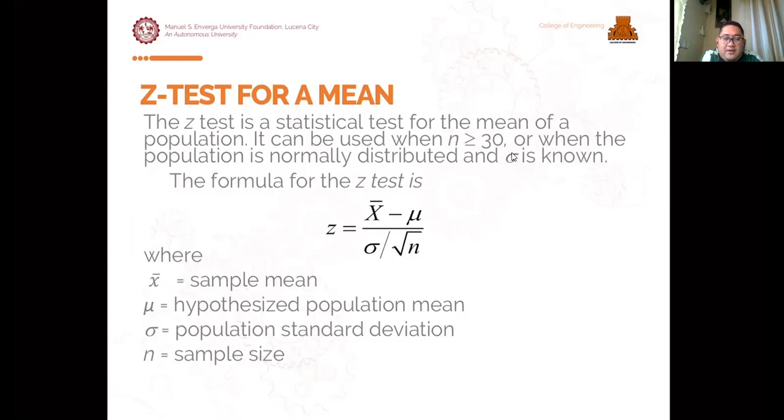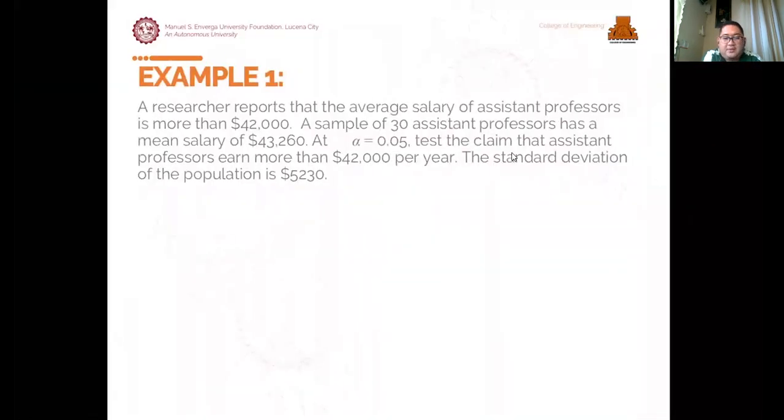Okay? So the formula daw for z-test o yung test value natin is given as z is equals to x bar minus mu all over standard deviation divided by square root of n, wherein yung x bar natin is yung sample mean natin. Then yung mu is yung hypothesized population mean. Okay? Then population standard deviation, yung sigma, n is our sample size. Okay? So we try to apply this muna sa example para mas maintindihan natin.